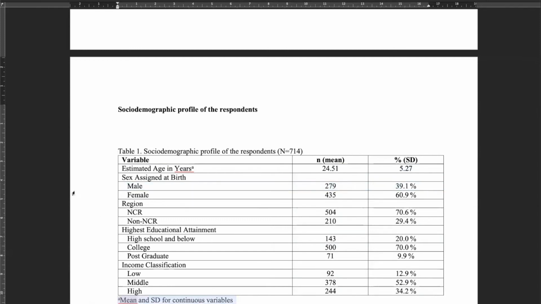And then we have a table title. The table title basically should be able to give an indication of what we are showing in the specific table. So in this case, it's the sociodemographic profile of the respondents. Then, in parentheses, the number of samples that you've collected.